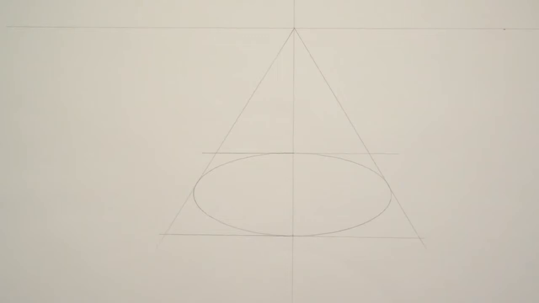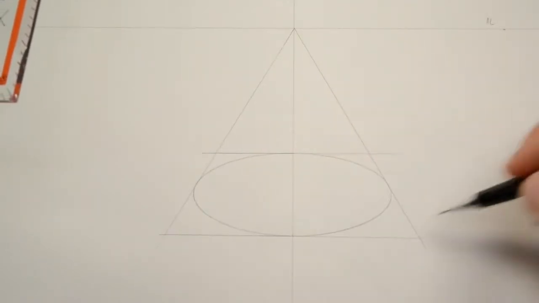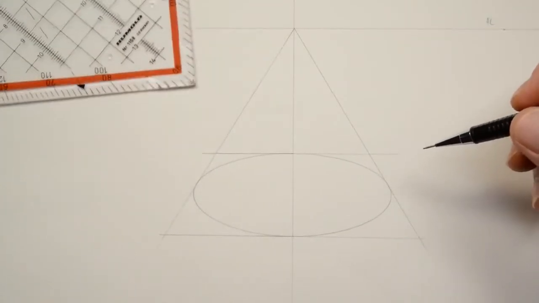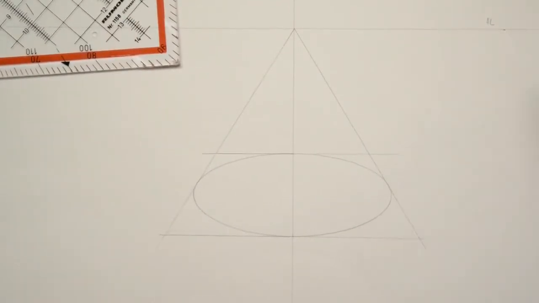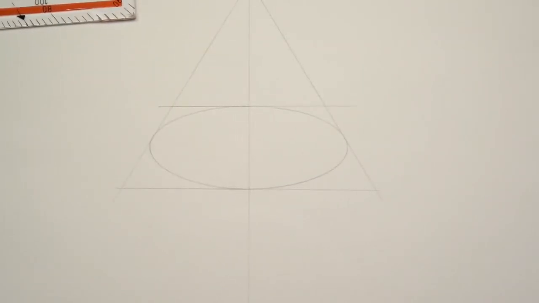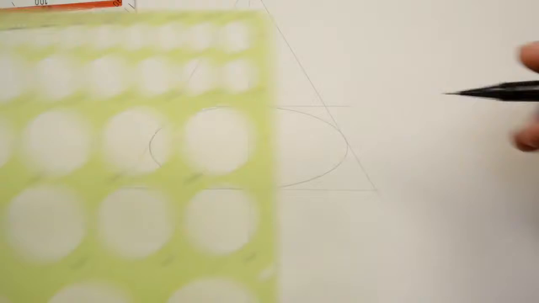We covered earlier in the chapter how to place ellipses, and what you have here is a horizon line, an ellipse, and a square around it. So what we want to do is build a spiral staircase out of this. To get a spiral staircase, we need to divide the ellipse.